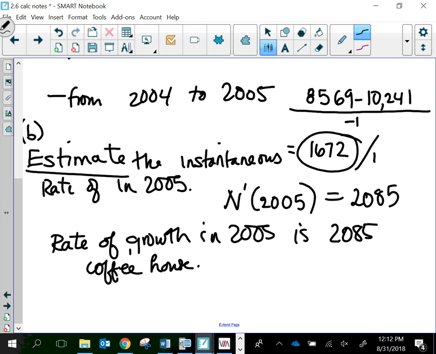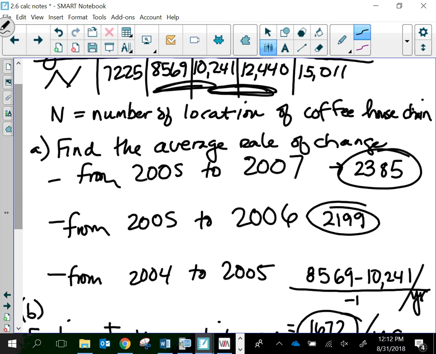This is per year. I don't know where I put my numbers here, but all this was per year. Coffee houses per year. And so it's instantaneous, too. But again, the point is that you can decide what you're going to use.